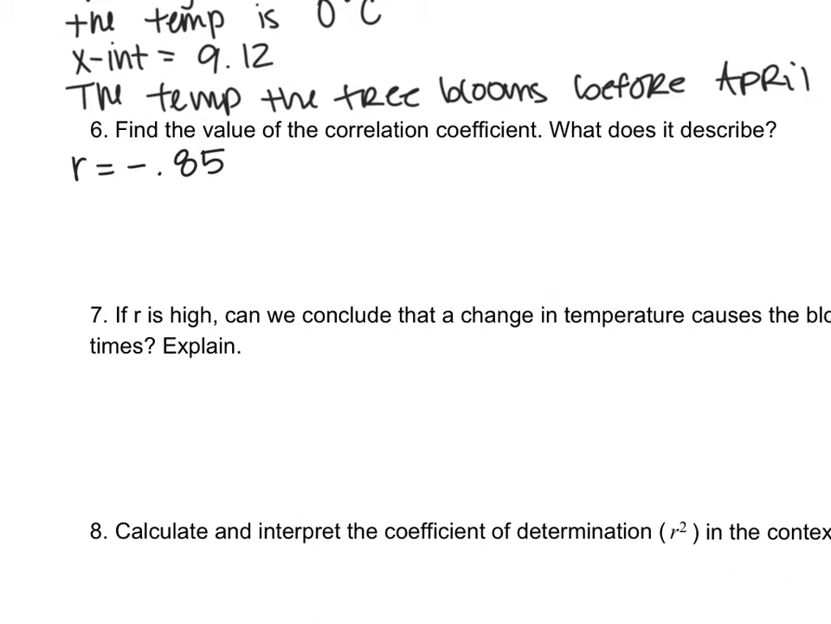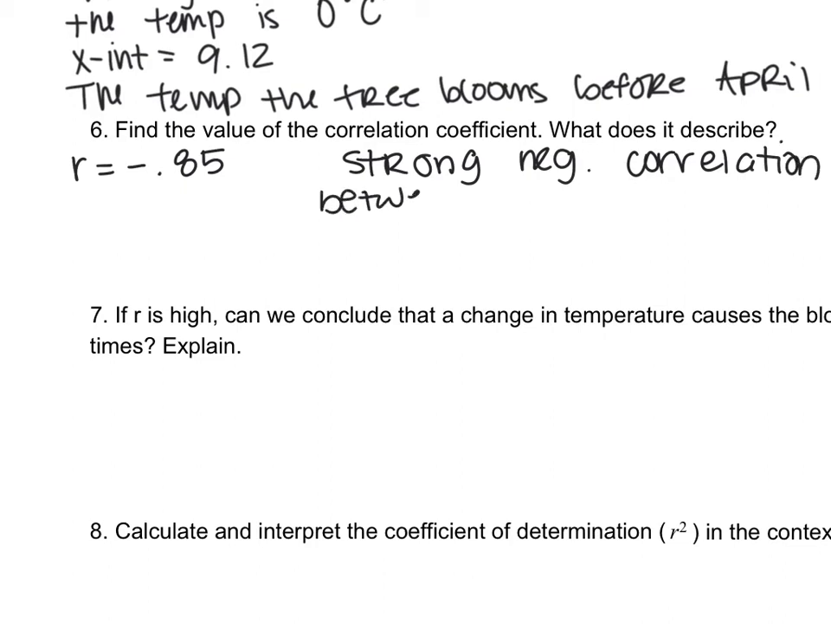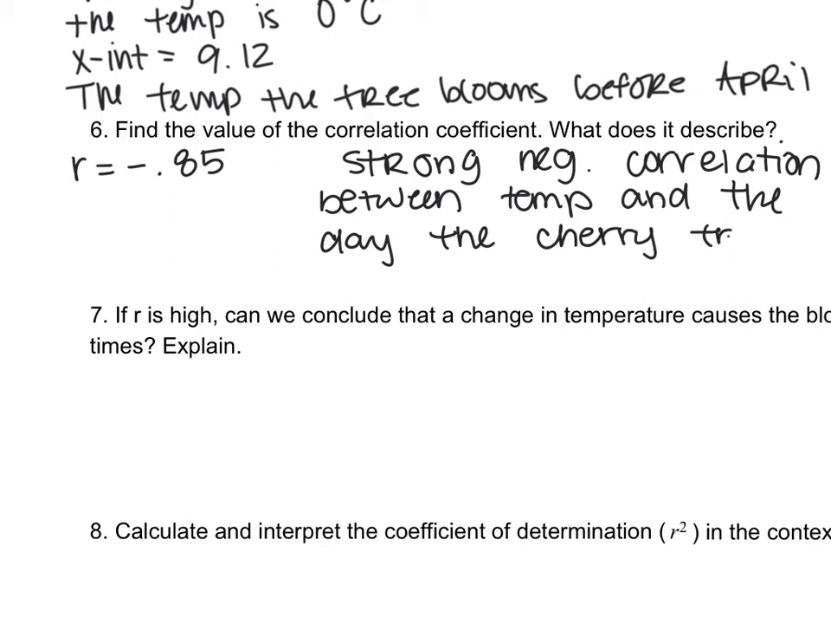So what this tells me is that there is a strong negative correlation between the temperature and the day the cherry tree blooms in April. So negative 0.85, pretty strong negative correlation.